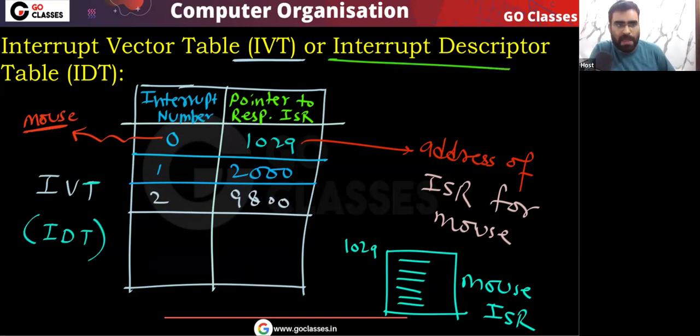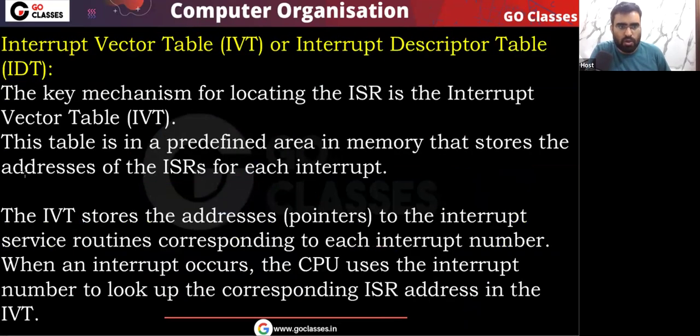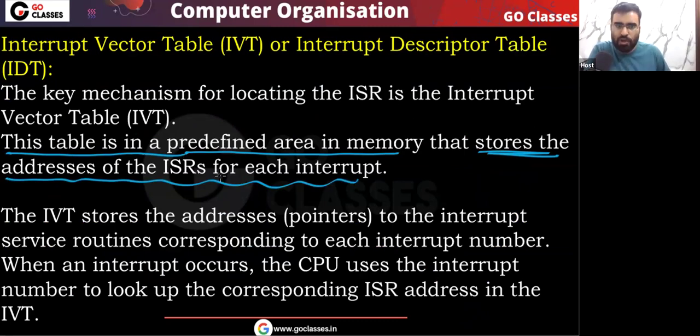What is the interrupt vector table? And remember, this interrupt vector table resides in the main memory. This table is present in the main memory at a fixed position, in the predefined area of the main memory. I told you this IVT, interrupt vector table, is in the predefined fixed area of main memory, and it will store the addresses of the ISR for each interrupt. For every interrupt, this table will store the address of the ISR. So the IVT will store the address, or I can say pointer, to the interrupt service routine corresponding to each interrupt number.